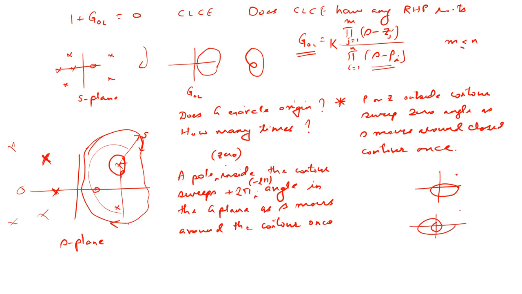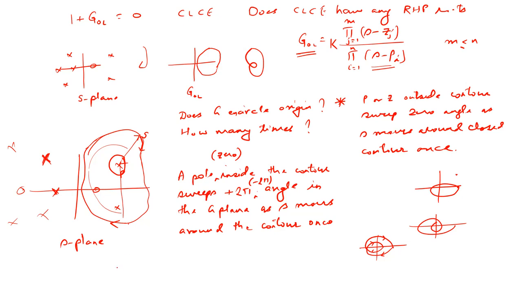It has to be symmetric about the imaginary axis. So this is one encirclement and this is two encirclements. So that's two encirclements. We're going this way, so these are two clockwise encirclements. So for every pole that is inside the contour in the S plane, you will get one anti-clockwise encirclement. For every zero that is inside the closed contour, you will get one clockwise encirclement.